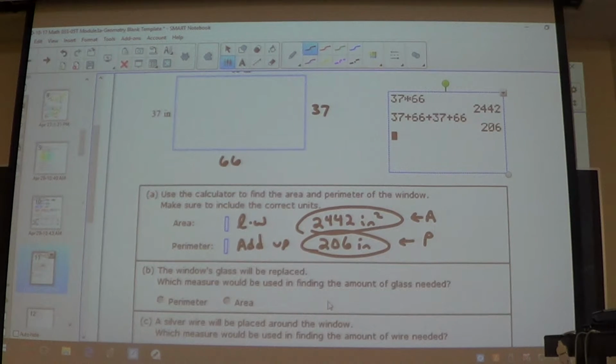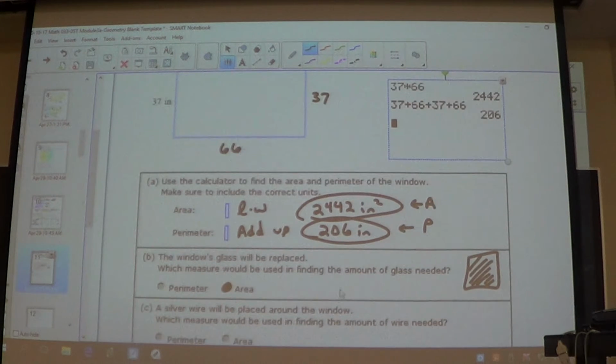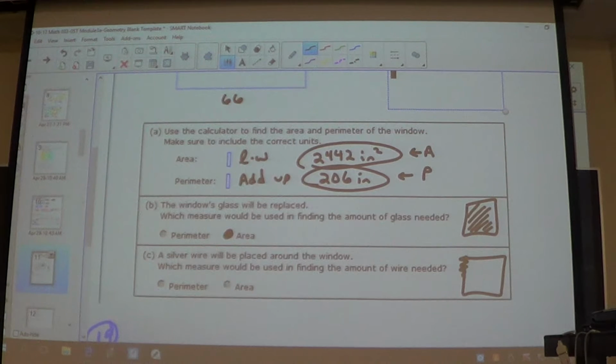Now, if we're replacing the glass, if somebody shattered the glass in this window and we're replacing that, is that area or perimeter? Area. That's the inside. So my first one says if you are replacing the glass, that's going to be the inside, so that's the area. If you are replacing the wire around the window, that's going to be the perimeter. And y'all, even the word perimeter has the word rim in it. The rim, like the basketball goal. The rim. Around. Very good.